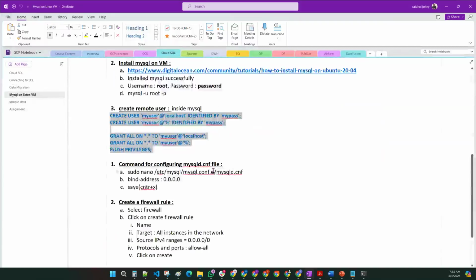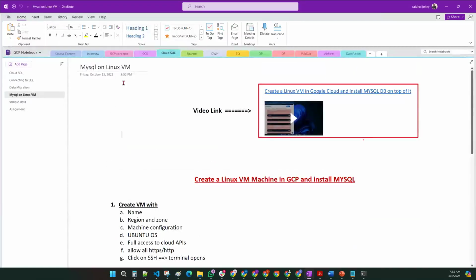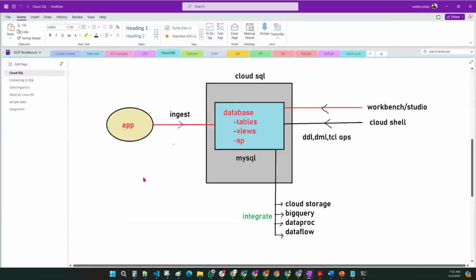Okay, so how do we do that? So for that, I have MySQL. You need to install it on top of the virtual machine. Some you have to plan that as well. Okay. So this is in the advanced course or in the? This is in the advanced course.